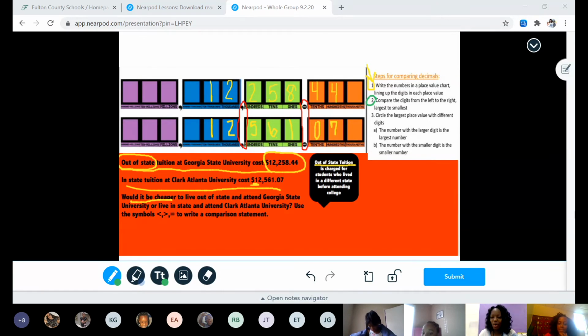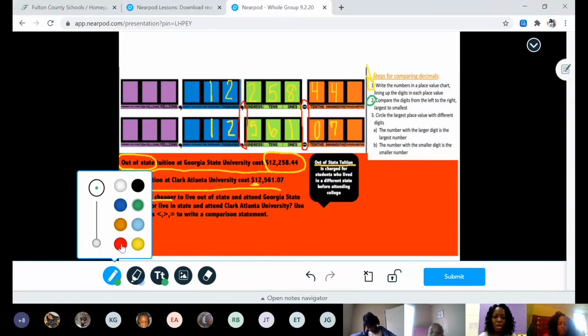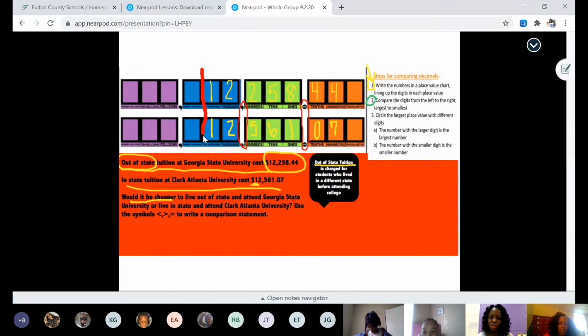Thank you. So for step 2, we're going to begin comparing the digits starting at the left, or in the greatest place value. When I look at my 2 numbers, I notice that the largest place is actually the 10,000s place. So Ms. Baker is going to circle both of those digits in the 10,000s place so that I can compare.